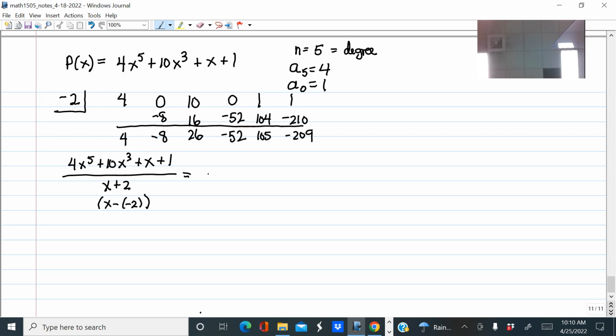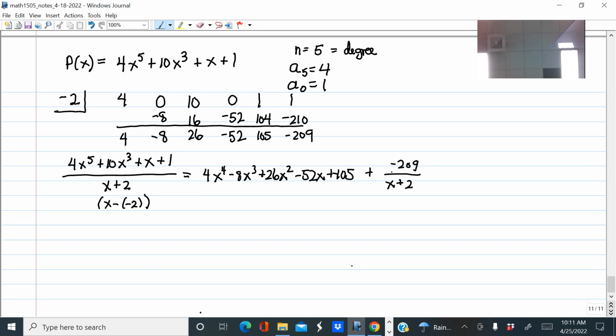So when we divide here, our quotient is what? 4x to the 4th power minus 8x cubed plus 26x squared minus 52x plus 105. So we get kind of this ugly quotient there, right? And then the remainder is minus 209. So you could write that as the remainder divided by your original divisor, which is x plus 2. So you know this equation is correct, by this you get this quotient and this remainder.